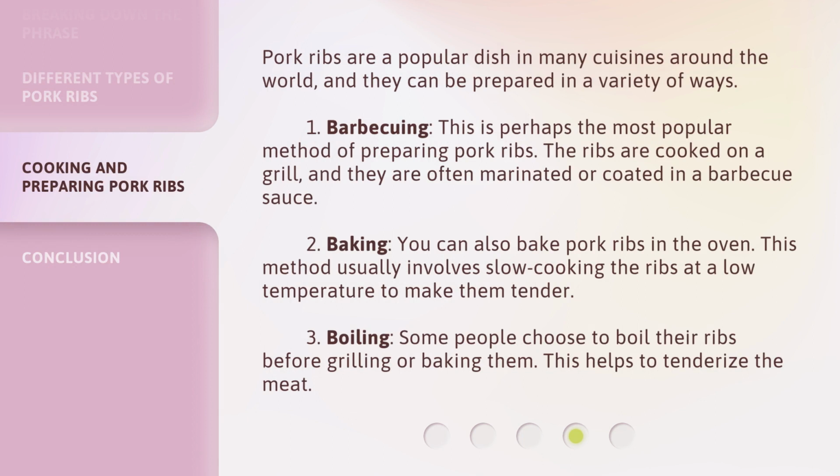Pork ribs are a popular dish in many cuisines around the world, and they can be prepared in a variety of ways. 1. Barbecuing. This is perhaps the most popular method of preparing pork ribs. The ribs are cooked on a grill, and they are often marinated or coated in a barbecue sauce. 2. Baking. You can also bake pork ribs in the oven. This method usually involves slow cooking the ribs at a low temperature to make them tender. 3. Boiling. Some people choose to boil their ribs before grilling or baking them. This helps to tenderize the meat.